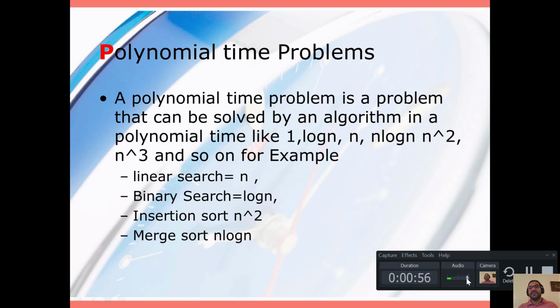For example, linear search. If I have an array and I need to find one specific item in this array, searching means basically traversing the whole array and I can find it in n time. Or if the array is sorted, then I can use a binary search and I can find it in log n time. If I want to sort the array, I can sort it the normal way, insertion sort, and it's going to cost me n square, or I can do it through merge sort, divide and conquer, and I can sort it within n log n. So all of this I can solve in polynomial time or polynomial complexity.